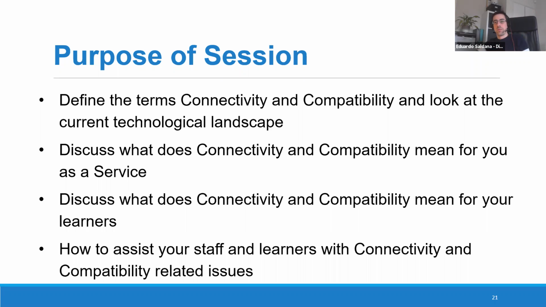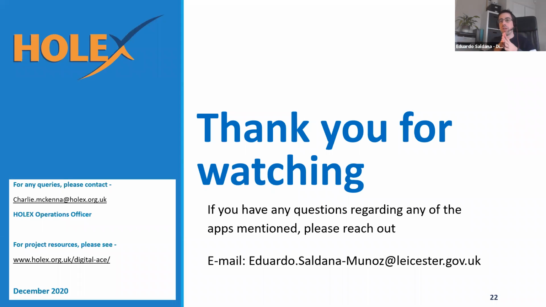So just to come to an end, the purpose of this session was to define the terms of connectivity and compatibility and look at the current technological landscape, all of the different operating systems that we have, and what that means as a service. What does connectivity and compatibility mean for you as a service? What does this mean for your learners, and how to assist your staff and learners with connectivity and compatibility related issues? Okay, so if you have any questions regarding any of the apps or things that I've mentioned during this session, by apps I mean different platforms, please do not hesitate to reach out.